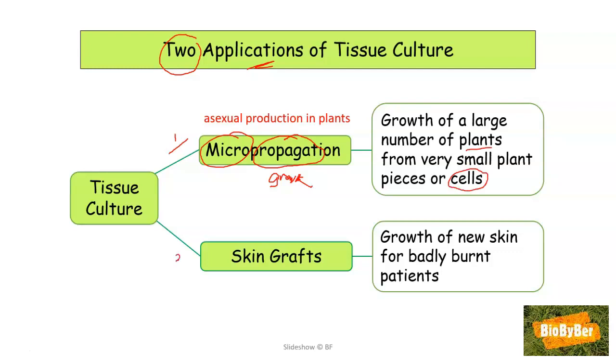The second application or use of tissue culture is in the use of skin grafts. This is where human skin can be cultured or grown and given to badly burned patients in order to heal their burns. So we will look at each application in turn.